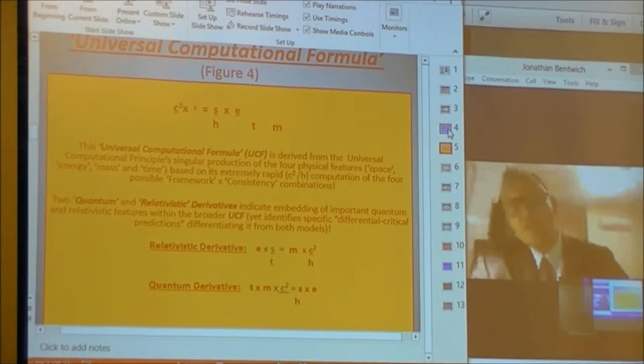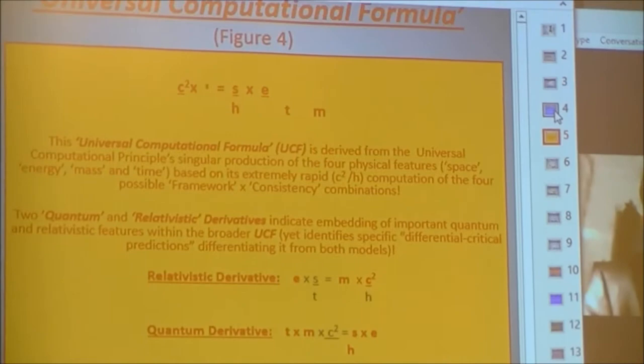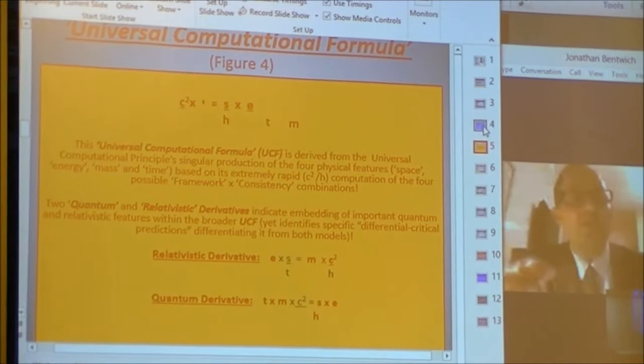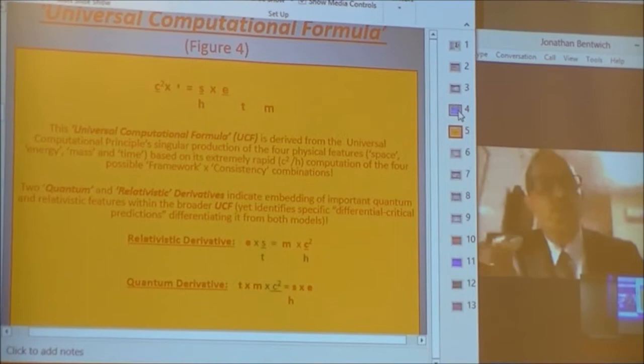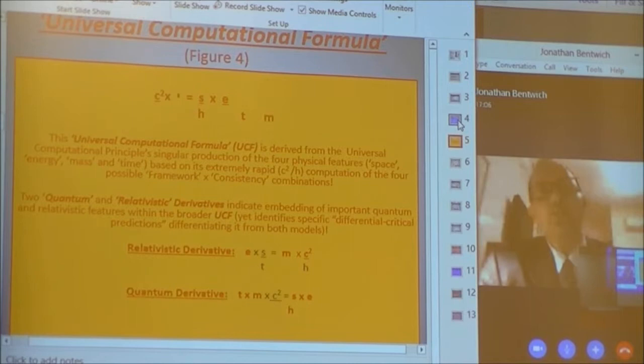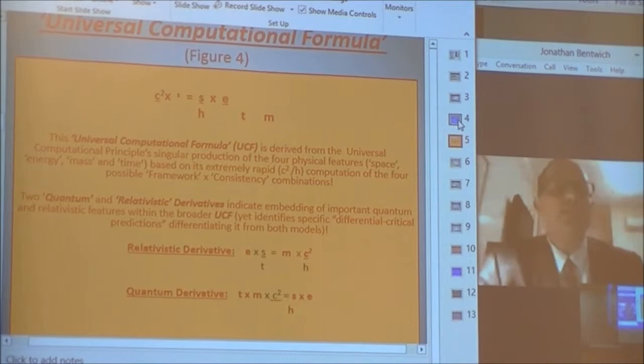the c squared divided by h is the rate at which the universal computational principle, signified by the u, there's a small letter there, it's a Hebrew letter, but it just signifies this universal computational principle. So this formula essentially says that this universal computational principle, which produces this extremely rapid rate of universal frames at this c squared divided by h, gives rise to the four physical features which have this relationship between them. So essentially it integrates the four physical features as secondary computational features arising from the activity or the computation of the universal computational principle.